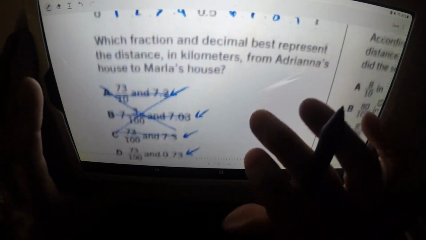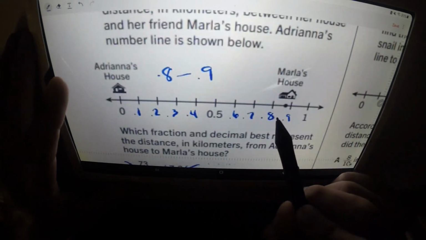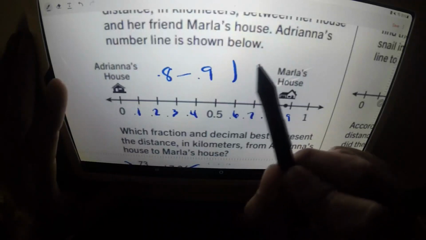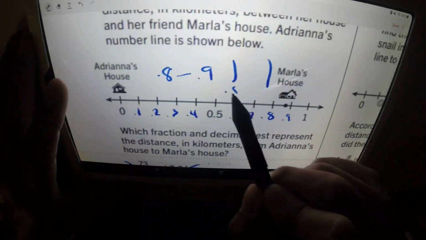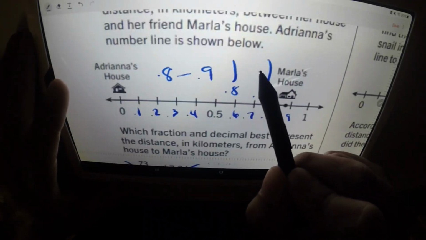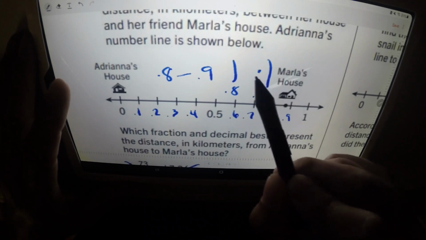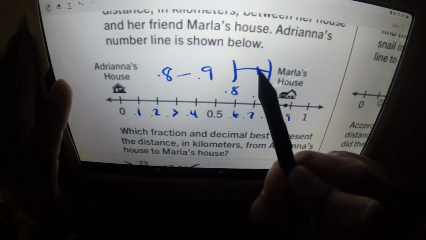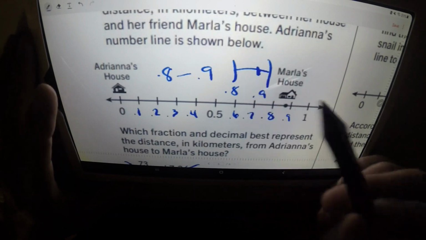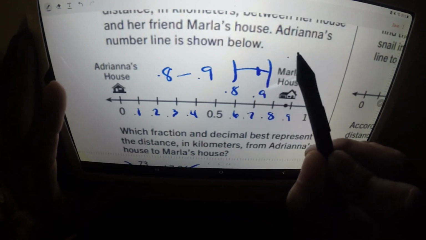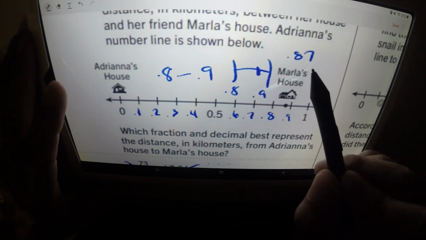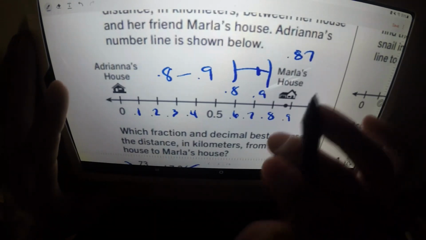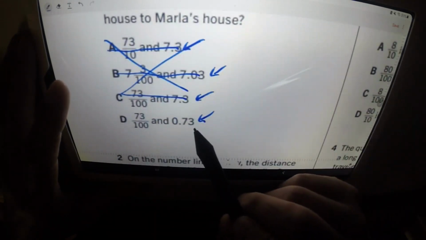Again, if we were to estimate this, imagine this is 0.8, 0.9. It's somewhere over here on the number line. So that means it's got to be 0.8, maybe 0.86, 0.87, something like 0.87 maybe is what I would guess. Which is not the answer they gave, but this is the closest that comes to it.